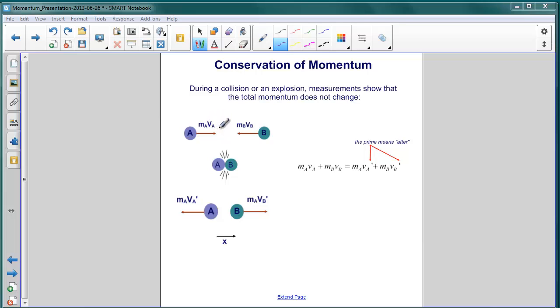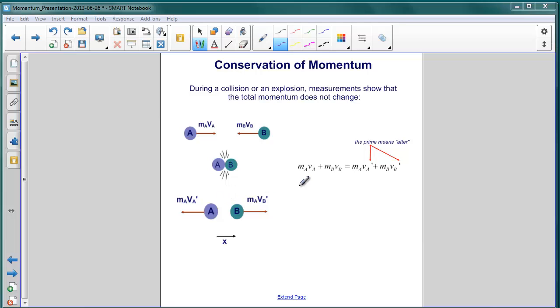What's important at this point is to note that the velocities prior to the collision are marked simply with a subscript denoting the object itself, and after the collision they have a subscript denoting the object, but also a prime, an apostrophe next to it, which denotes the velocity afterwards.